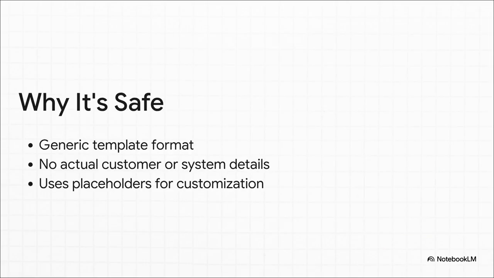So why is this method basically bulletproof? It's simple. First, you're just making a generic template. Second, there's absolutely no real customer data or system info in there. And third, those placeholders mean a real person is handling the private stuff at the very end. The AI never even sees it.